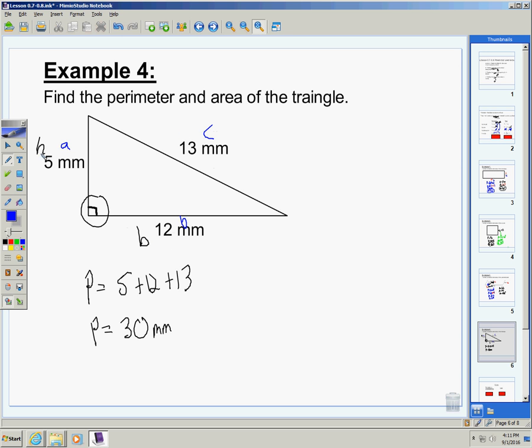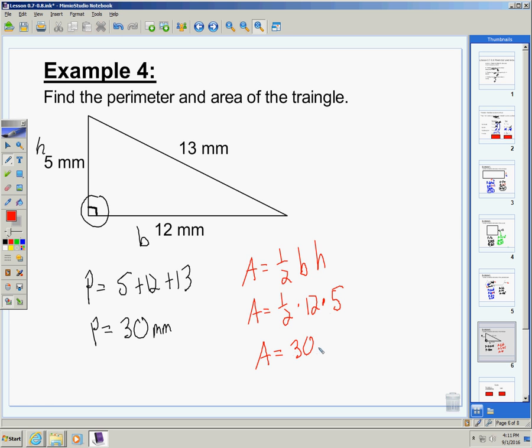Then we just find the area. Area is 1/2 times the base times the height. So I'm going to plug in 1/2 times my base, which is 12, times my height, which is 5. And now I'm just going to do this. 1/2 times 12 times 5 would give me 30. And don't forget your label, millimeters, but since it's area, we're going to square it.